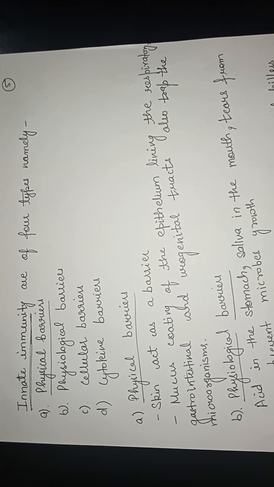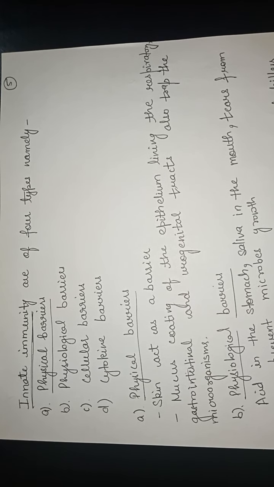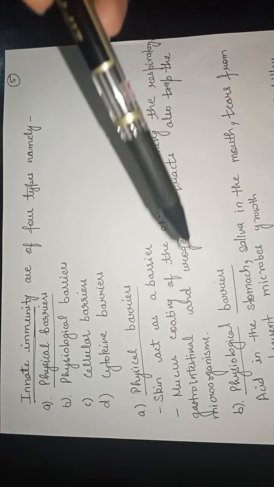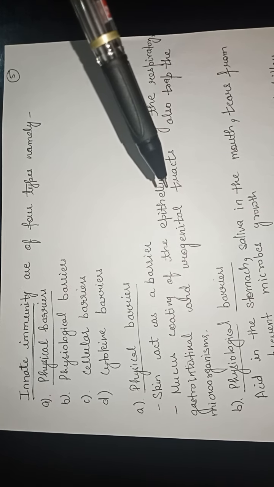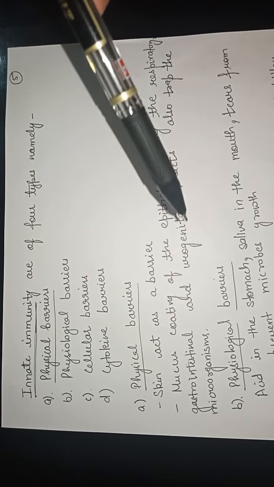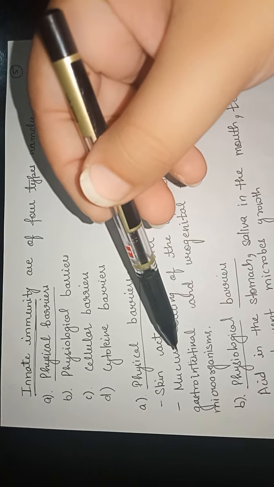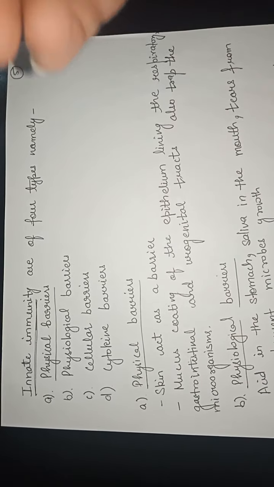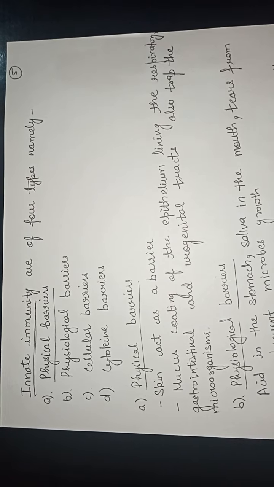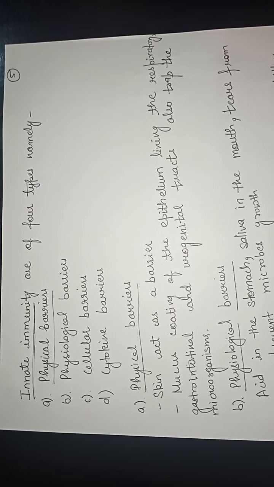Now next is the mucus coating. Mucus is present over the epithelial cells in the respiratory tract and the gastrointestinal tract. Gastrointestinal means related to the digestive system. Also the urogenital parts, meaning the urinary system and the reproductive system. The epithelial cells present in them produce mucus, and this mucus is responsible for trapping microorganisms or pathogens. They trap the microorganisms and pathogens. Clear?